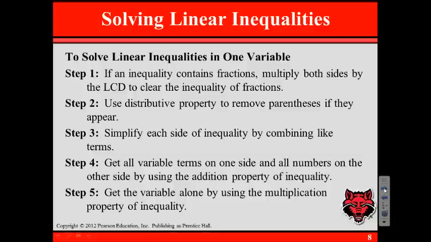Step 4 says we need to isolate the variable, so move all the variables to one side of the inequality, preferably the left-hand side, and all the numbers to the other side using the addition property. And then step 5, we get the variable completely by itself without a numerical coefficient other than 1 by using the multiplication property.